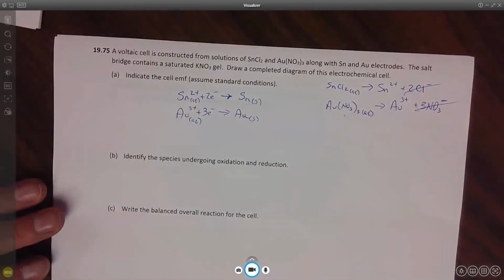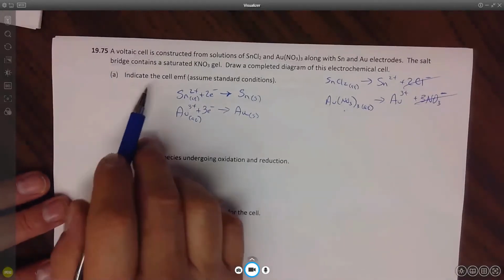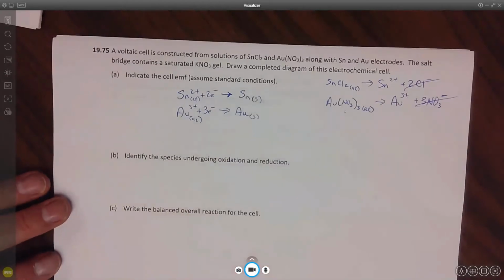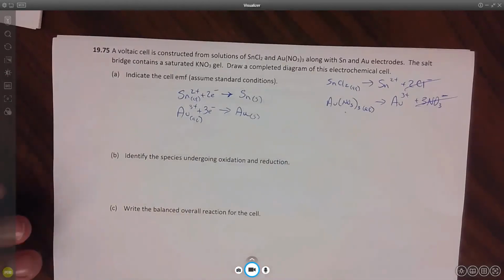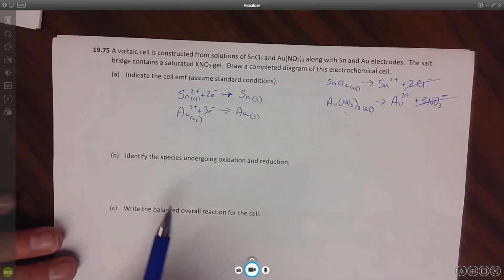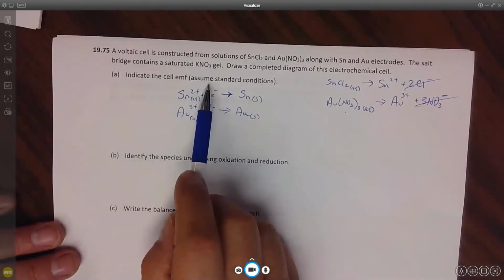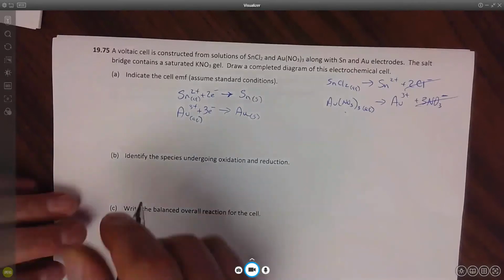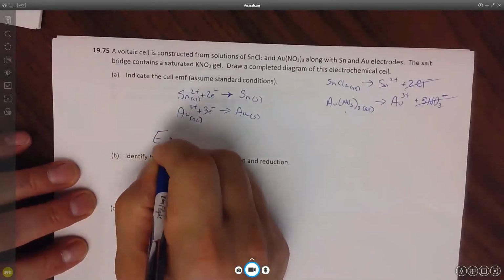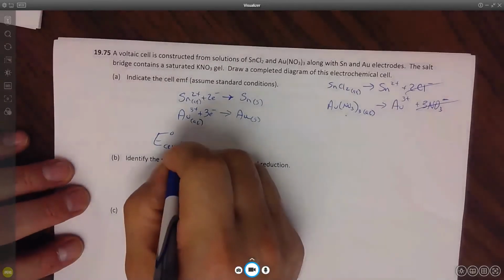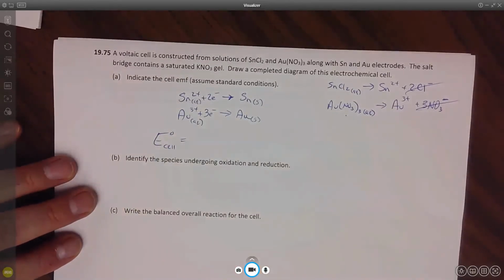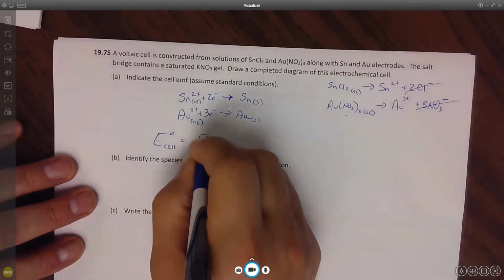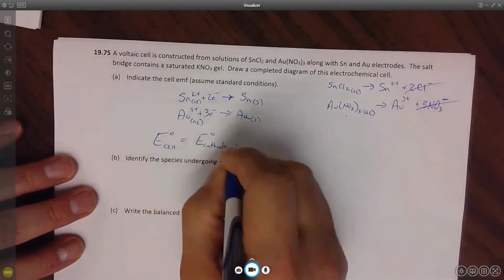Okay. So now it's asking me for the cell EMF, and it says assume standard conditions. So what variable would that represent? Can anybody tell me what variable the cell EMF under standard conditions is? E cell naught. Yeah, right. So it's E cell naught. What's the equation for E cell naught? E cathode minus E anode. Yeah, right. And these are the standards.